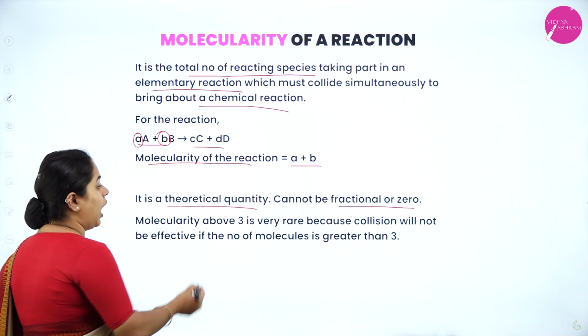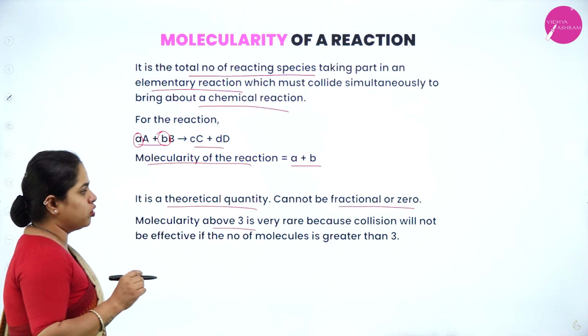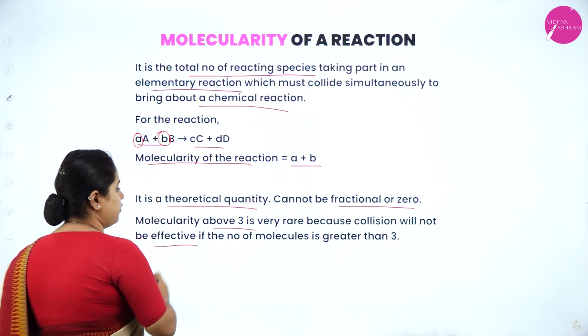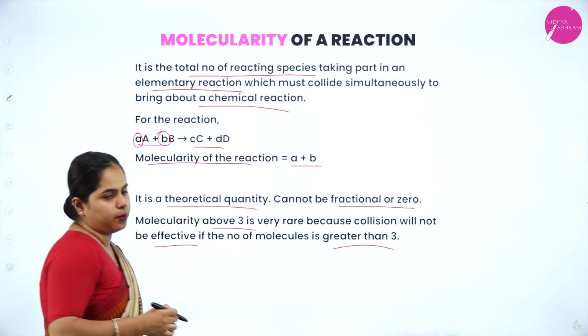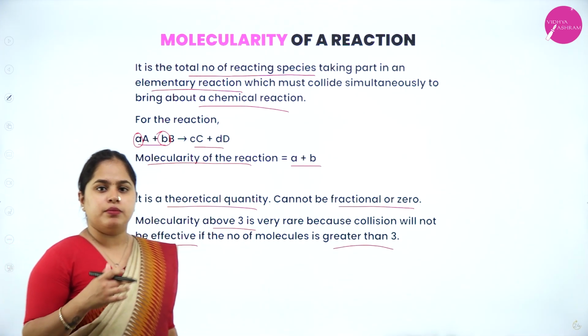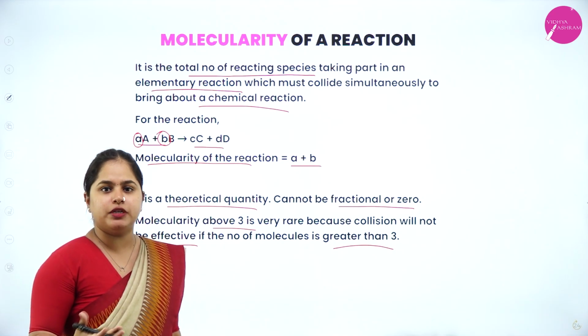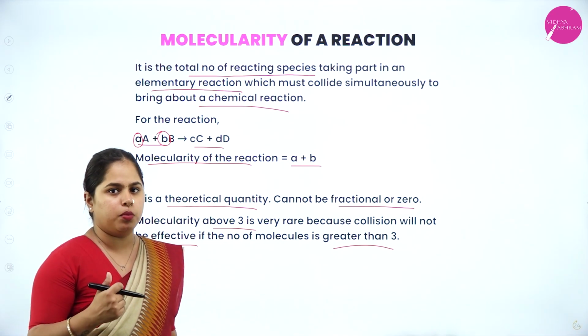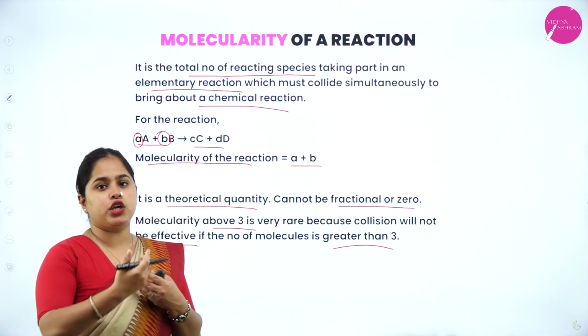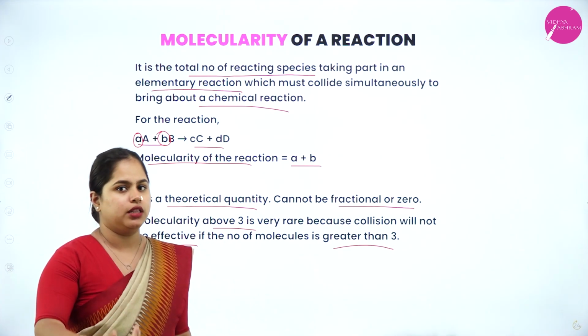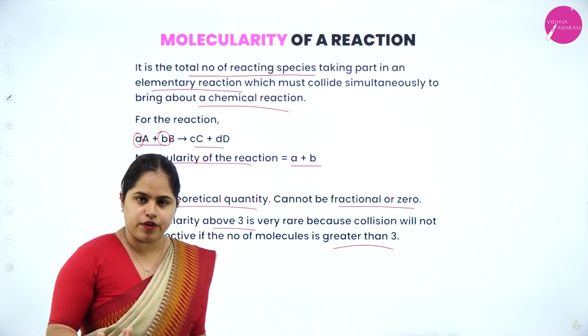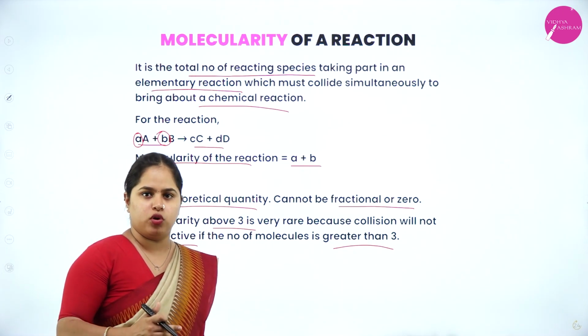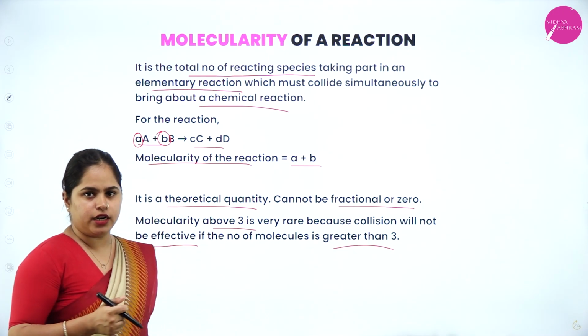So molecularity above 3 is very rare because collision will not be effective if the number of molecules is greater than 3. Okay, so molecularity, that is number of reacting species, can be 1 or 2. Maximum it can be 3. More than 3 it is not possible because effectively the molecules will not collide and you will not get the product. Okay, so it cannot be a fraction, it cannot be 0 and it cannot be more than 3. So this is called the molecularity of a reaction.